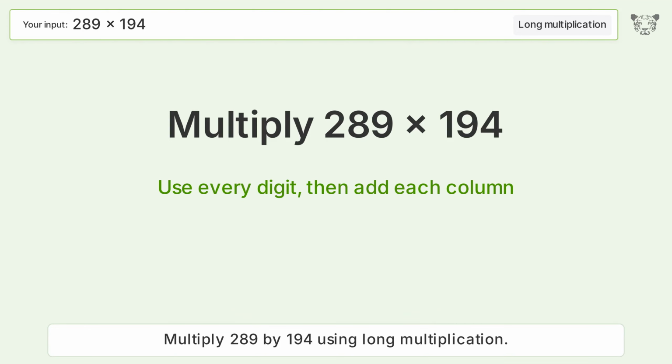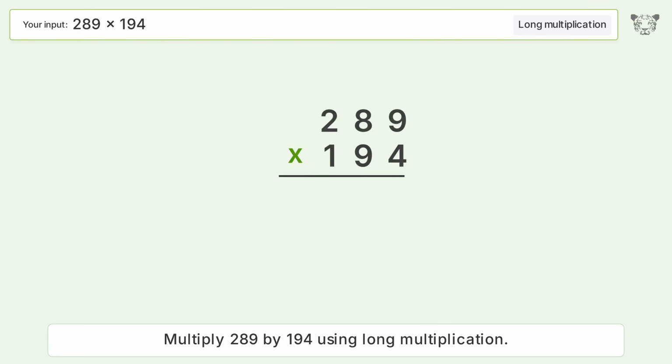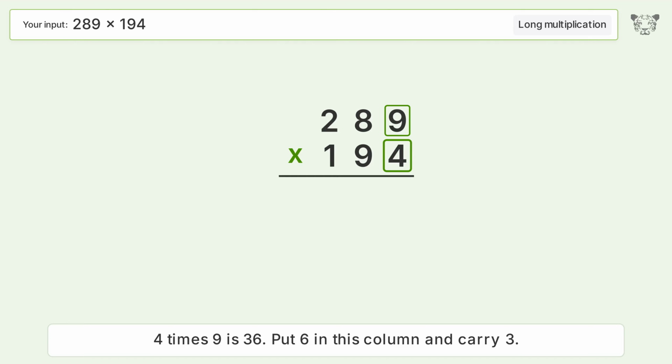Multiply 289 by 194 using long multiplication. Start with the ones digit, 4. 4 times 9 is 36. Put 6 in this column and carry 3.